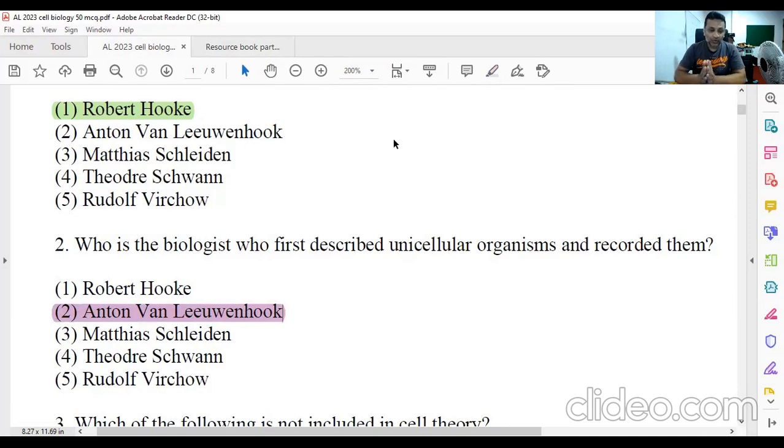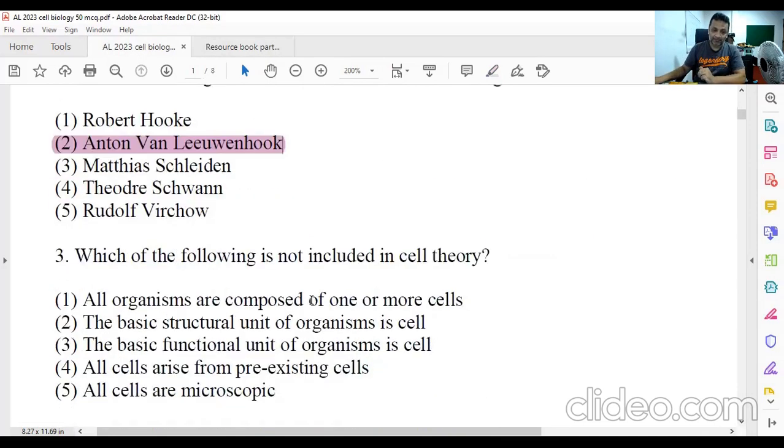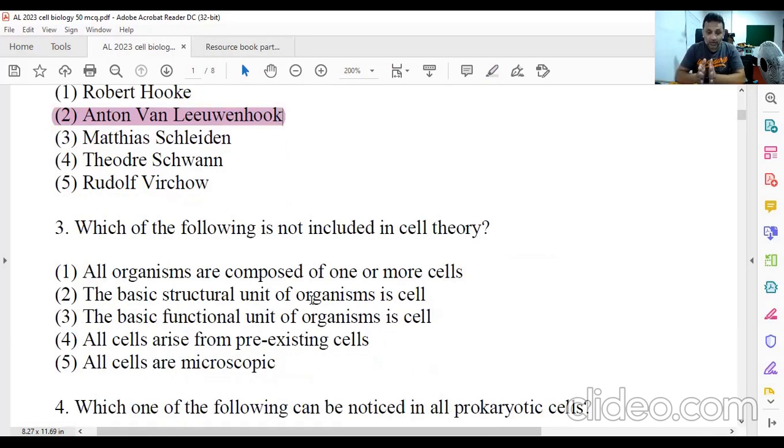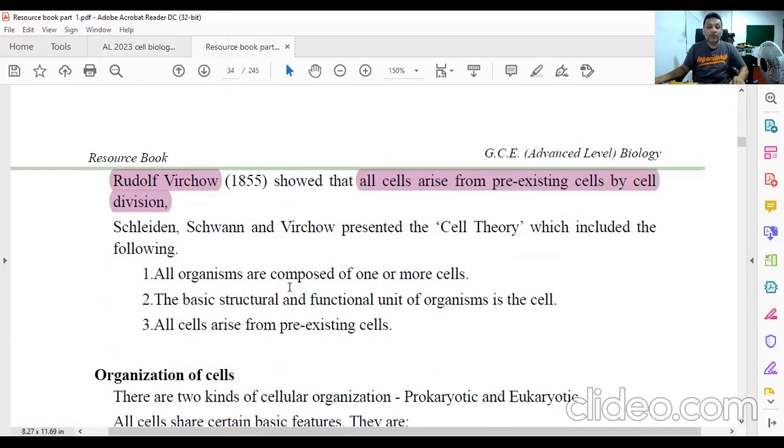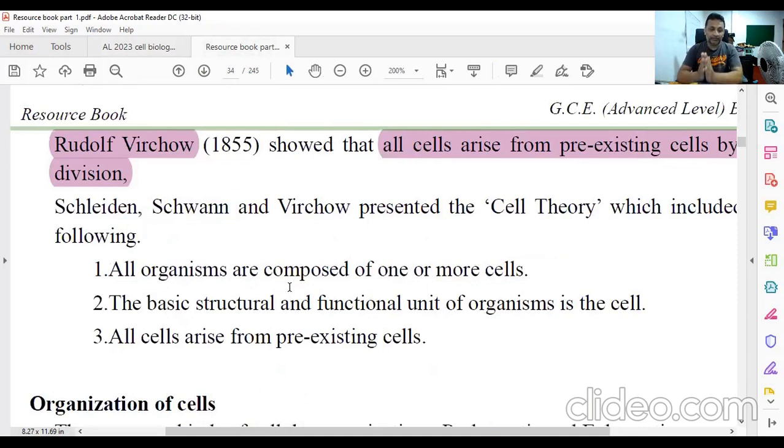Okay, coming to question number 3. Which of the following is not included in cell theory? In the resource book, you have been given the contents of cell theory. It's given to you in 3 points. When it is asked, you have to write in this pattern. The first one: all organisms are composed of one or more cells. Second: the basic structural and functional unit of organisms is the cell. Third: all cells arise from pre-existing cells.